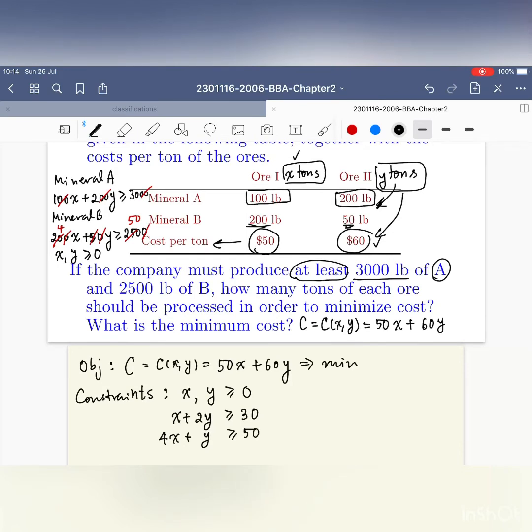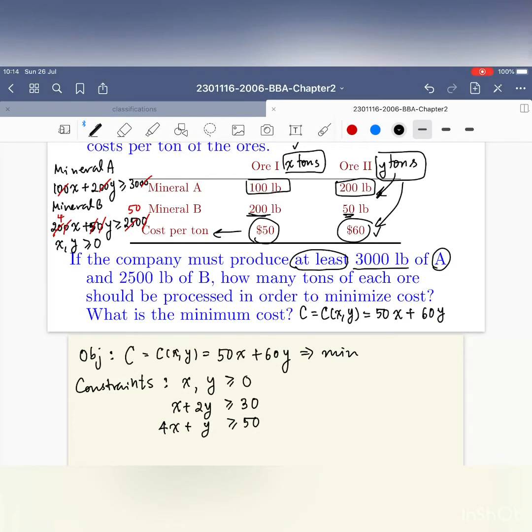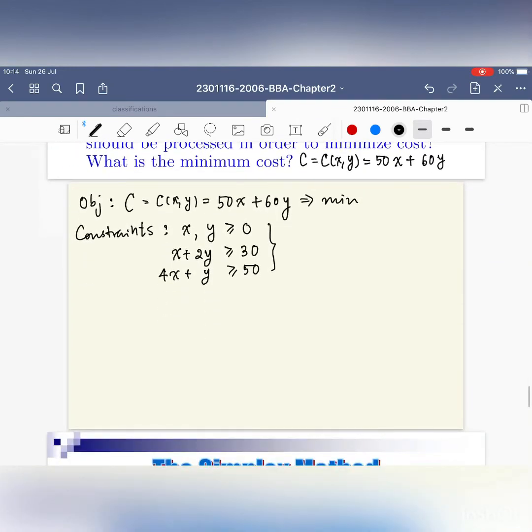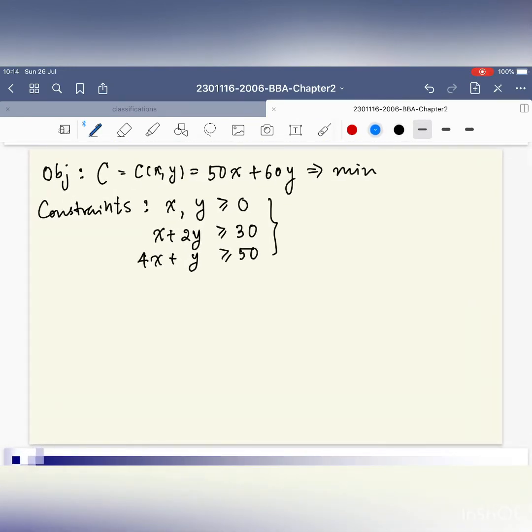Okay, so you are going to draw a feasible region, and then you are going to look for a minimum. So let us draw a diagram.